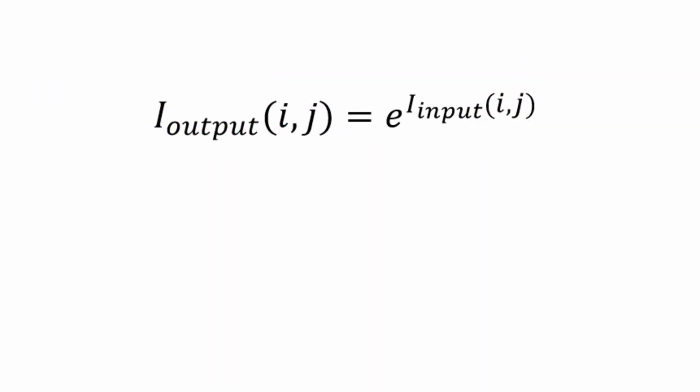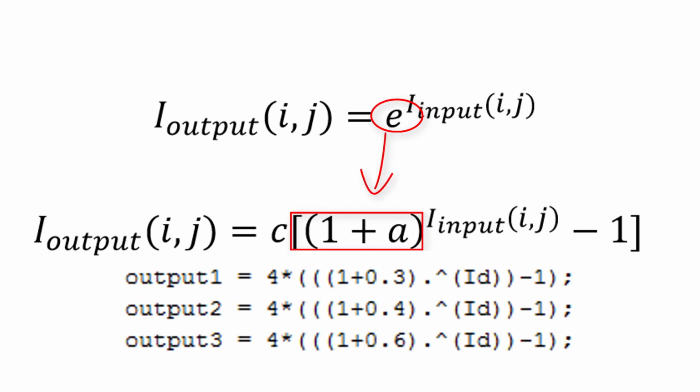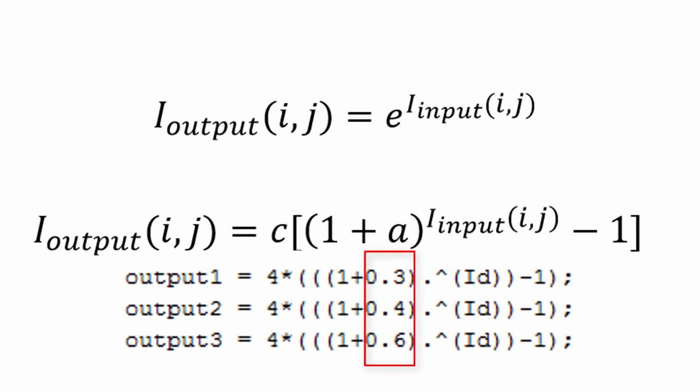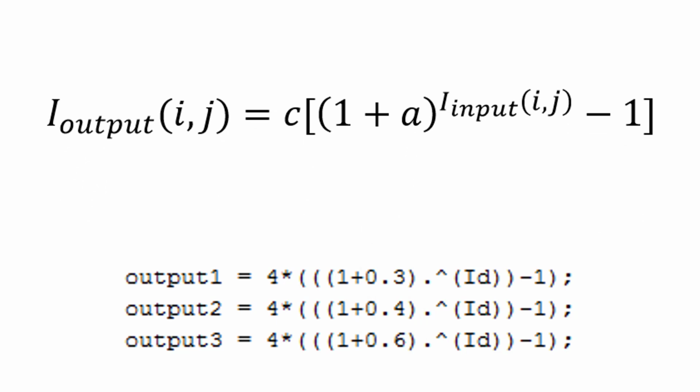Mathematically, this is the exponential equation. However, instead of using this, we use this equation. Instead of e, we used 1 plus alpha, and the value of alpha in our code is 0.3, 0.4, and 0.6. Here c is a scaling factor. It ensures that the output will lie in an appropriate range.